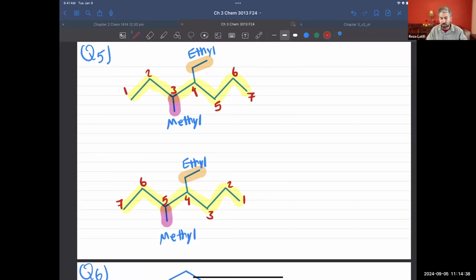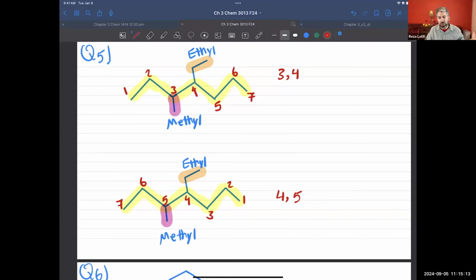Now, if I want to write the locators of the substituents, one of them starts with 3 and the second one starts with 5. With 4. So I get 3 and 4, and for the bottom one I get 4 and 5. So I got 34 versus 45. Which one is smaller? 34. So 34 will be the correct one.